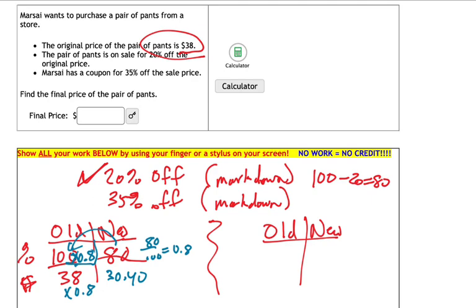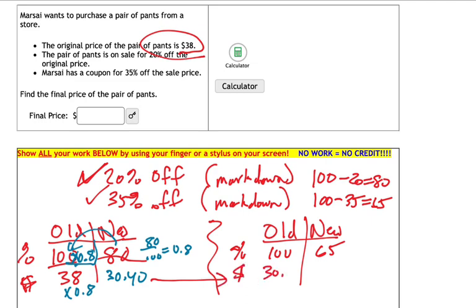So now we're going to do the second part. Everything starts at 100%. 35% off. 100 minus 35 is 65. And now we're going to bring the $30.40 over here to do the second part of the percent problem. And just like the previous problem and the first step, if you cannot tell what you are multiplying 100 by to make 65, you work backwards and divide. That's 0.65.